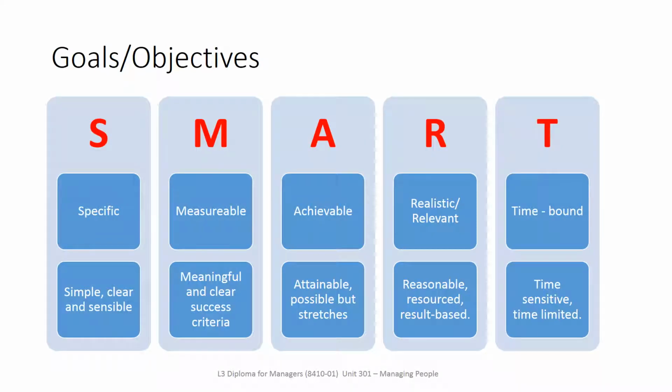So S stands for specific. Is it simple, clear and sensible? M, measurable, meaningful, has a clear success criteria. A stands for achievable. Is it attainable? Is it possible but stretches people? R for realistic or relevant. Is it reasonable, resource and result based? And then time bound. Is it time sensitive? Is it time limited? Has it got some sort of time scale on it? So let's have a look at those individually in a little bit more detail.